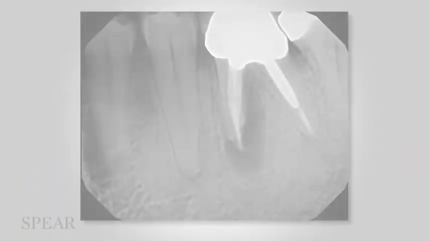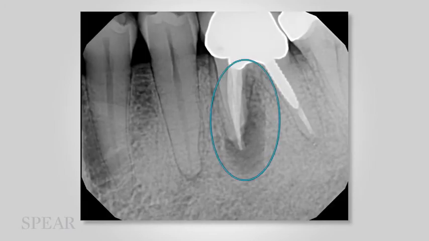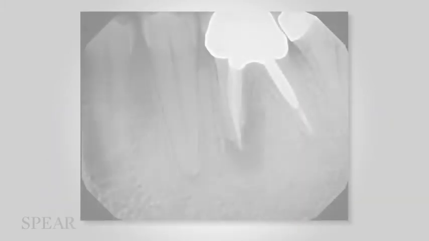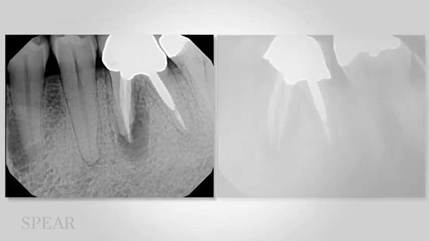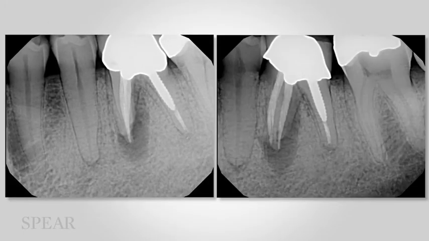Oftentimes these present on radiographs in the form of a J-shaped radiolucency or a halo radiolucency around the root. In the x-ray of this tooth that you can see here, you have a radiolucency around the root of an endodontically treated tooth, and the radiolucency is following a J-shaped appearance. These cases are oftentimes associated with vertical root fractures. And here you can take another angle, and you can see that it's pretty much there.